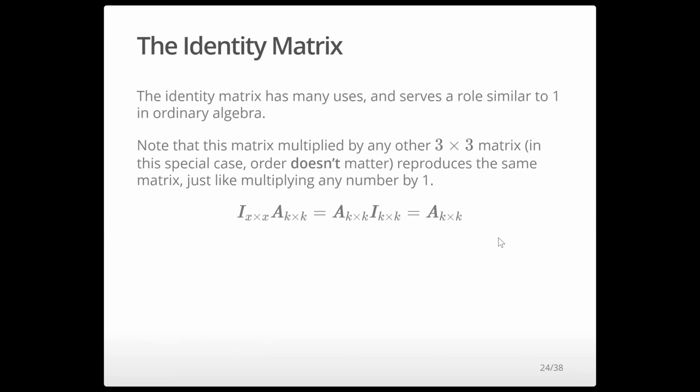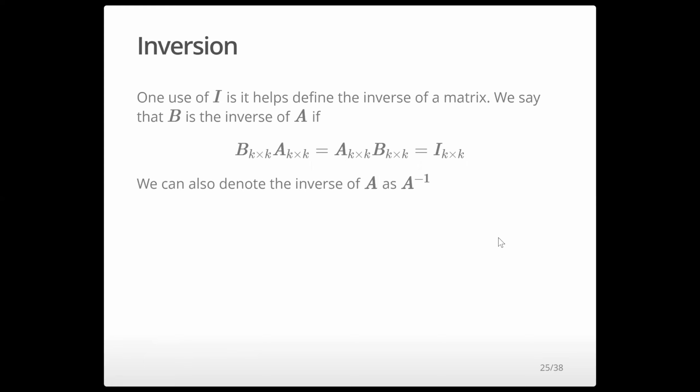So the identity matrix has many uses. It serves a similar role to the number 1 in ordinary algebra. For example, note that a 3 by 3 identity matrix multiplied by any other 3 by 3 matrix, in any order, this is a special case where order doesn't matter, reproduces the same matrix, just like multiplying any number by 1. So I times A equals A times I equals A. One use of I is to help define the inverse of a matrix. We say that B is the inverse of A if B times A equals A times B equals I. We can also denote the inverse of A as A to the -1.